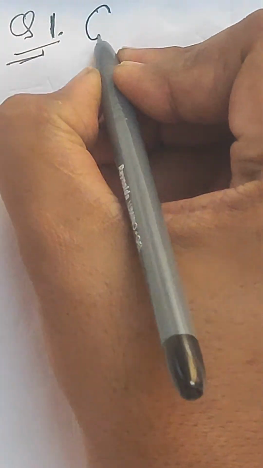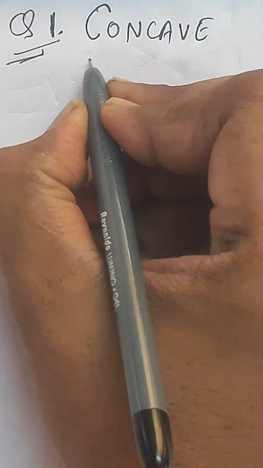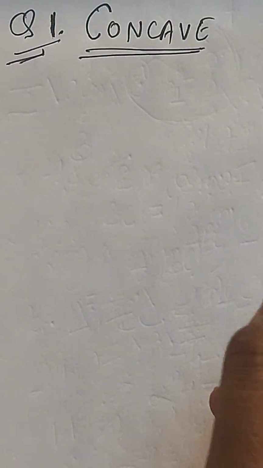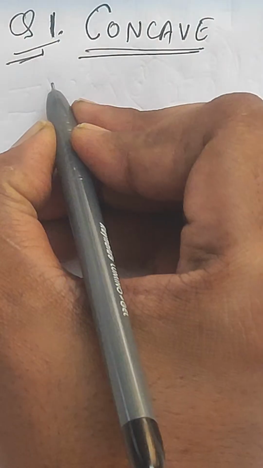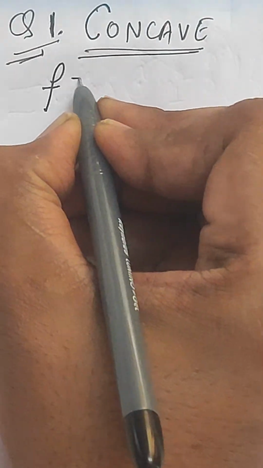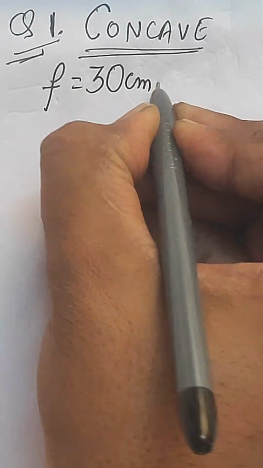So into the first question, it's given that it's a concave mirror, and the focal length is given to you as 30 centimeter. So that means we can write the focal length f is given to you as 30 centimeter, right?